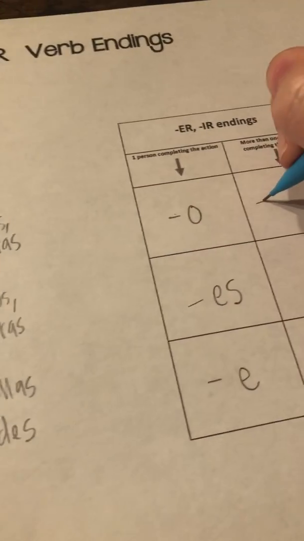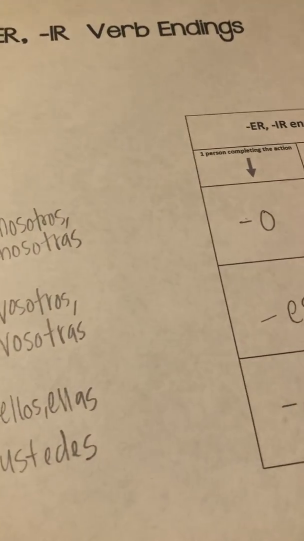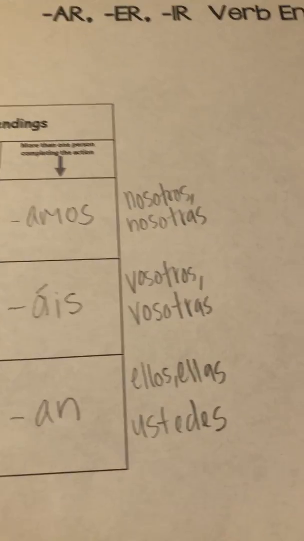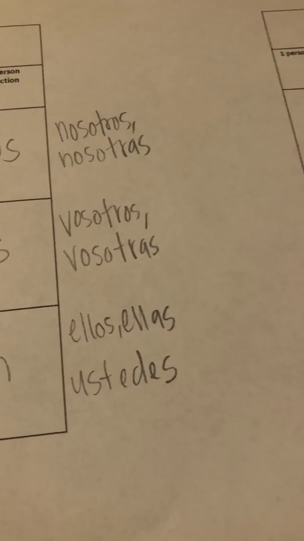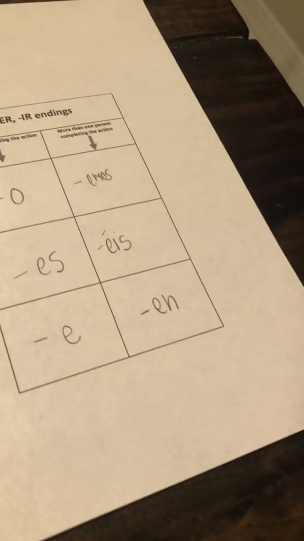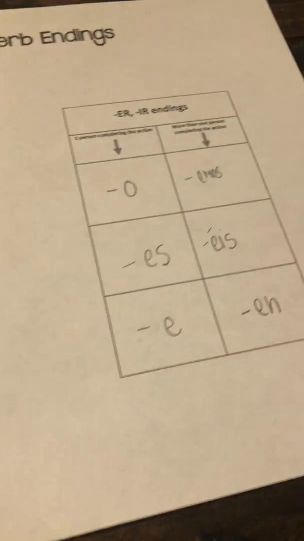Instead of amos, it is emos. Instead of áis, it's going to be éis. And instead of an, it's going to be en. All right, so those are your ER verb endings.